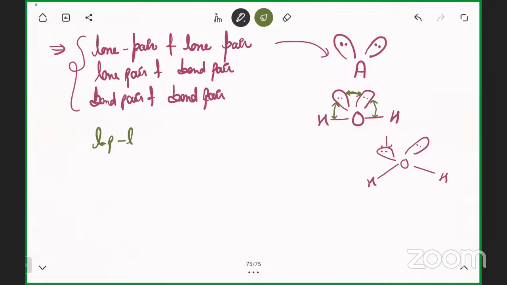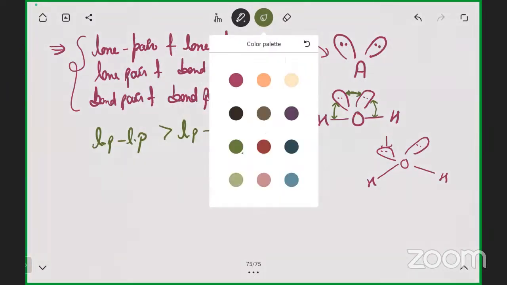Lone pair and lone pair have the maximum repulsion, then followed by lone pair and bond pair, then followed by bond pair and bond pair. Clear?